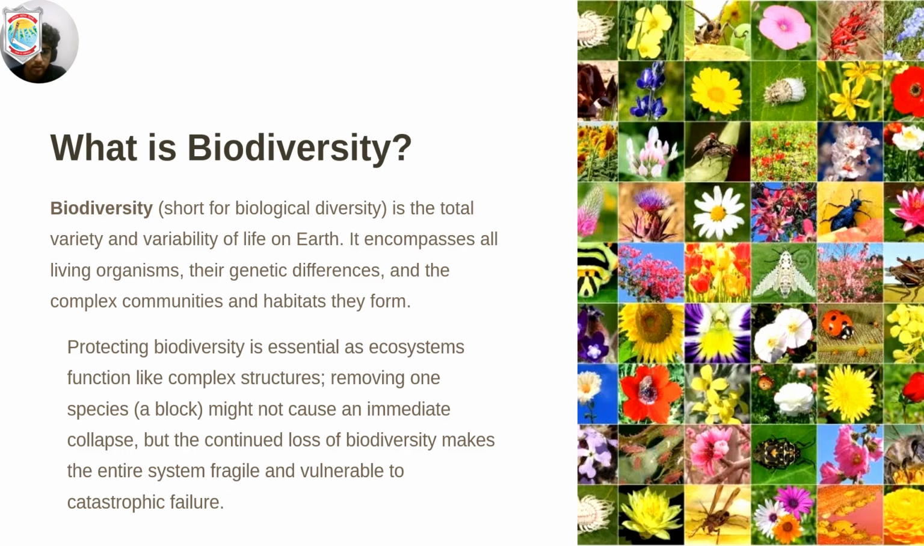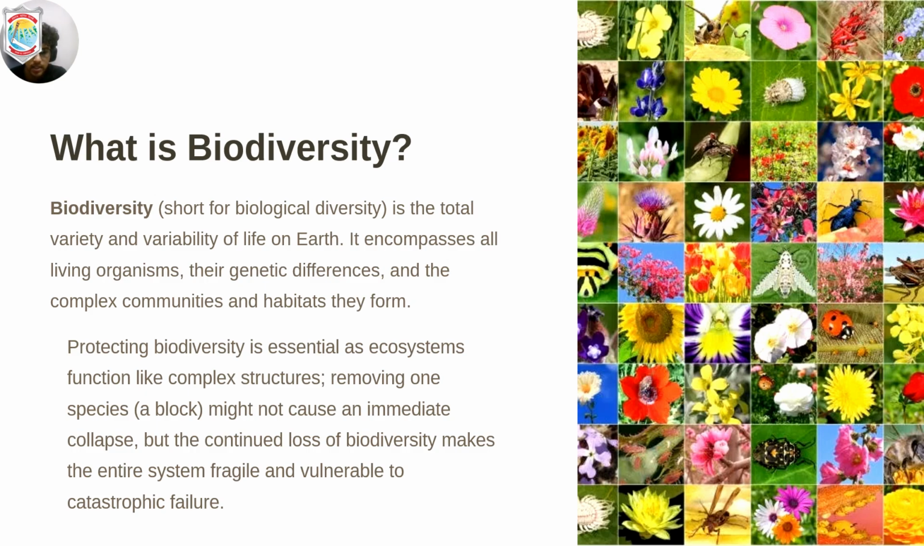Protecting this biodiversity is absolutely essential because ecosystems function much like complex structures. If you remove one species, like pulling a block from a tower, let's say, you might not see an immediate collapse. However, the continued loss of biodiversity makes the entire system fragile and highly vulnerable to catastrophic failure.